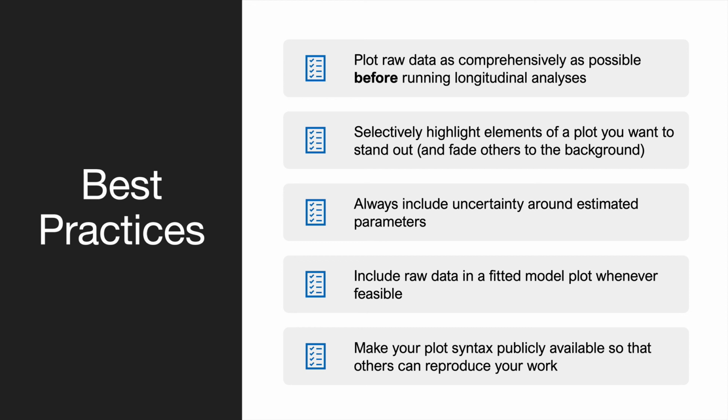Another best practice wherever you can is to include uncertainty around your estimated parameters. It's too easy to have 2 or 3 lines on a plot and no sense of how precise the estimates around those lines are. So do what you can to get confidence bands or confidence intervals at selected points. I also recommend that you do include raw data in a fitted model plot when it makes sense to do that. So it'll depend on your situation, but that raw data can enhance the comprehension of the nature of your data and where those results came from.